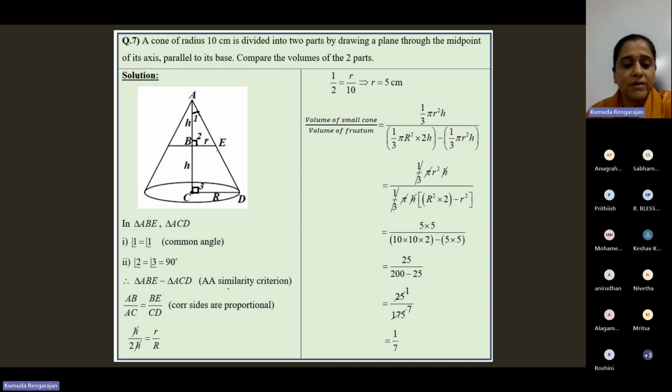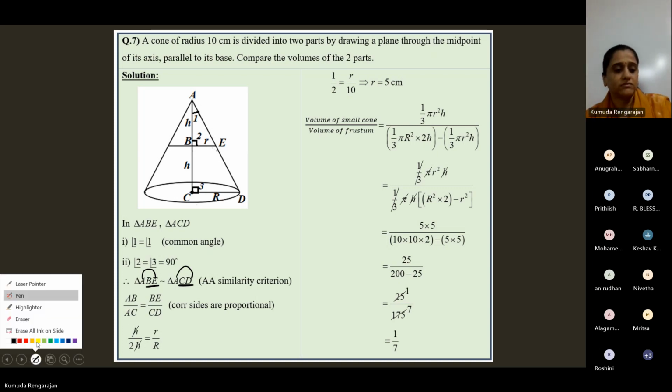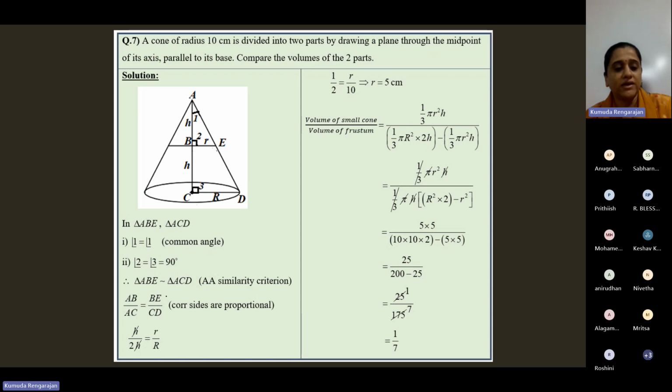So these two triangles are similar by the AA similarity criterion. Once triangles are similar, their corresponding sides are proportional. Now, how do you write the proportion? Very easy. Once you name the triangles in the correct order, writing the proportion is very easy. AB by AC is equal to BE by CD is equal to AE by AD. Now you'll say why have I not written AE by AD? You can write it, but then you won't solve.